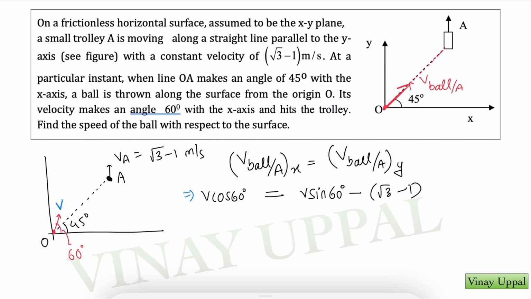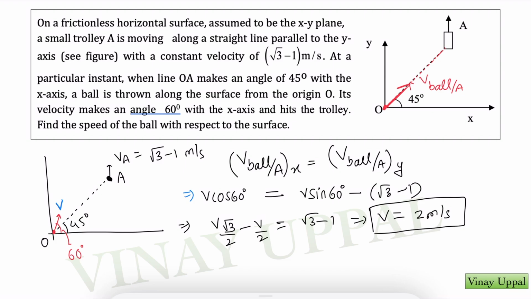And that's it. All you need to do is solve for the speed v. So I'm going to have v sin 60, v root 3 by 2, minus v cos 60 should be equal to root 3 minus 1, and therefore you will get velocity as 2 meter per second. So this is the speed of the ball with respect to the ground frame. So it's a very straightforward question.